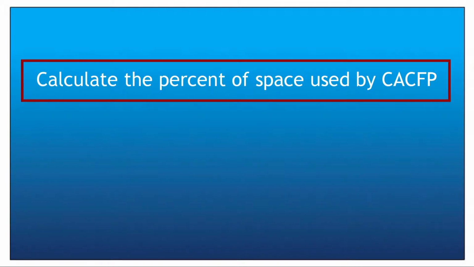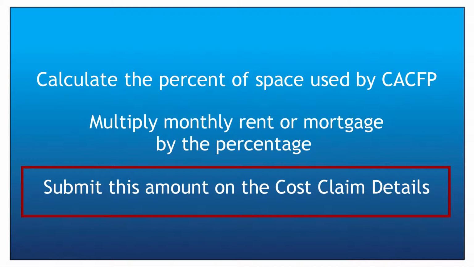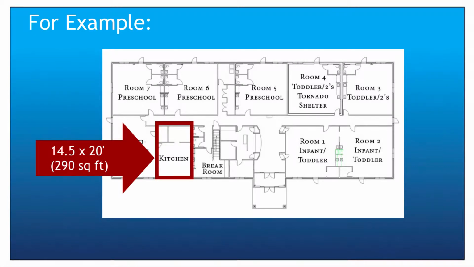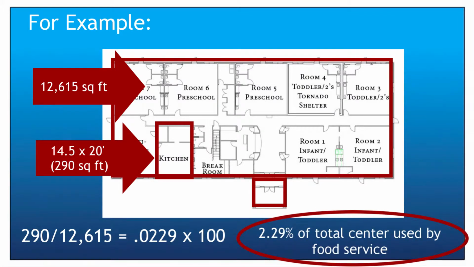Calculate the percent of space used by CACFP. Multiply the monthly rent or mortgage by the percentage to determine the amount to submit on the monthly cost claim details. For example, your kitchen area is 14.5 feet by 20 feet, which equals 290 square feet. The entire center is 12,615 square feet. Divide 290 by 12,615, which equals 0.0229. Multiply 0.0229 by 100 to determine that 2.29% of the total center is used by food service.